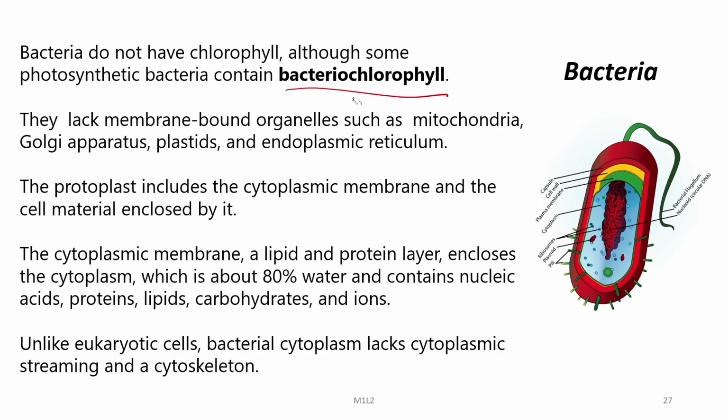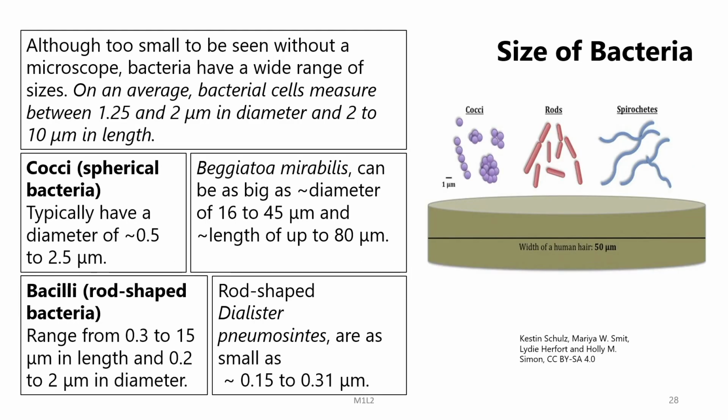They lack membrane bound organelles such as mitochondria, Golgi apparatus, plastids and endoplasmic reticulum. The protoplast includes the cytoplasmic membrane and the cell material enclosed by it. The cytoplasmic membrane, a lipid and protein layer, encloses the cytoplasm, which is about 80% water and contains nucleic acids, proteins, lipids, carbohydrates and ions. Unlike eukaryotic cells, bacterial cytoplasm lacks cytoplasmic streaming and a cytoskeleton.